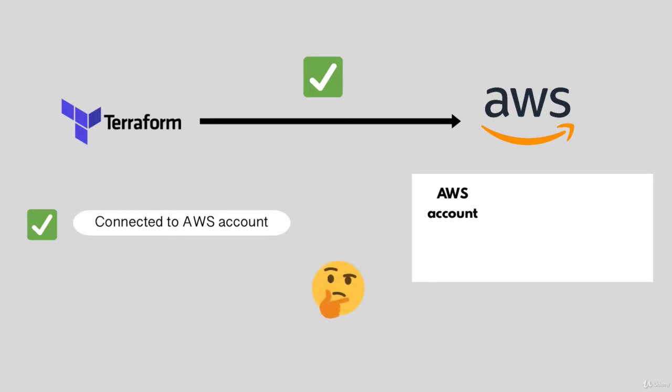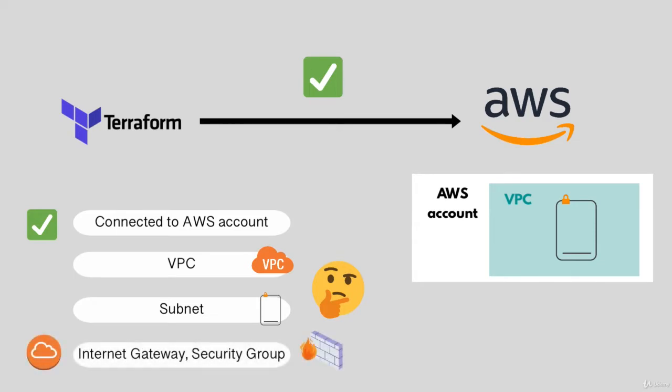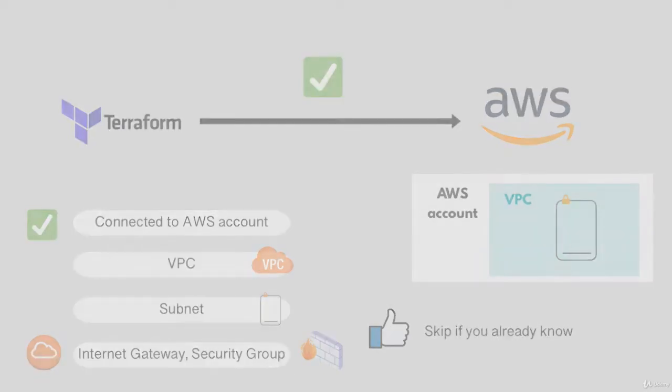So in this video, we're going to go through and understand what VPC and Subnet resources are on AWS, as well as Internet Gateway resource, security group, and so on. If you already know these resources, then you can skip this video and go to the next one.